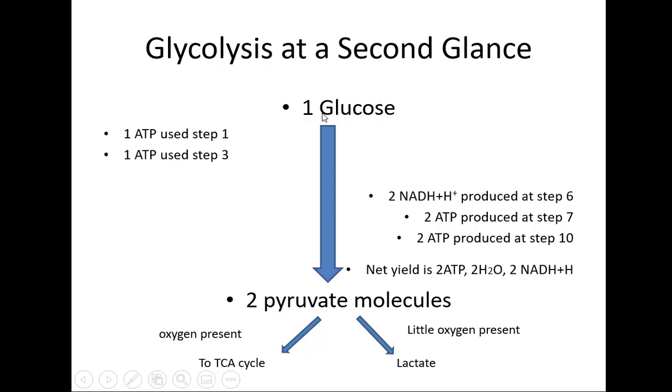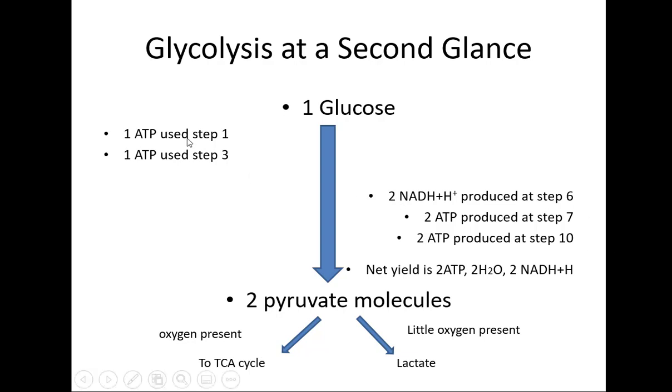So one glucose molecule can become 2 pyruvate molecules, right? This is a metabolic pathway. If oxygen is present in the mitochondria, as in trained people, the 2 pyruvate molecules go to the TCA cycle and are further oxidized. If there is little oxygen present or high oxidation intensity, or if you are not trained, the 2 pyruvate molecules become 2 lactate molecules. But we'll talk about this later.